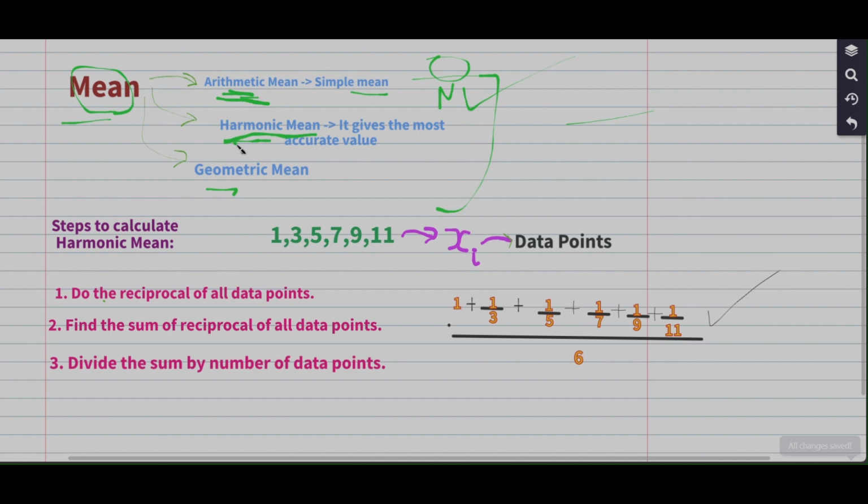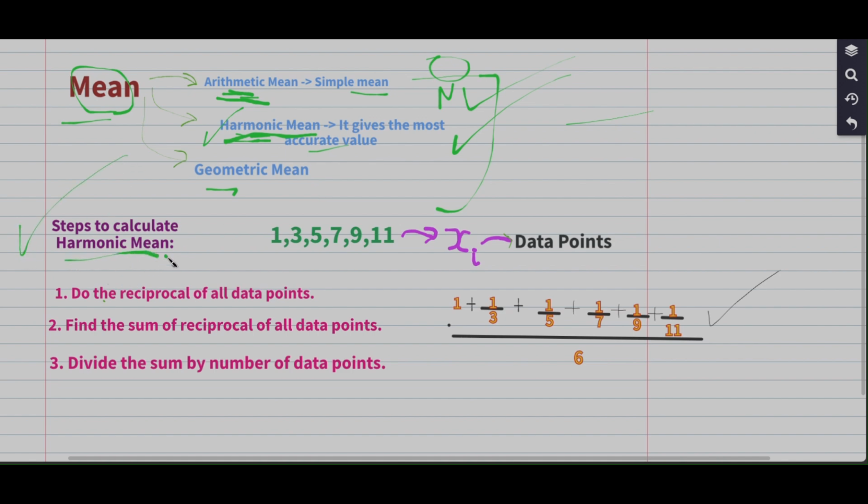But what about the harmonic mean? The question comes many times: which type of mean gives the most accurate value, right? That is the harmonic mean. Harmonic mean helps to calculate the most accurate value. Mean is a measure of central tendency that is used to find the most average, the accurate value. But which type of mean helps to calculate the most average value, that is the most accurate value? That is the harmonic mean, right?